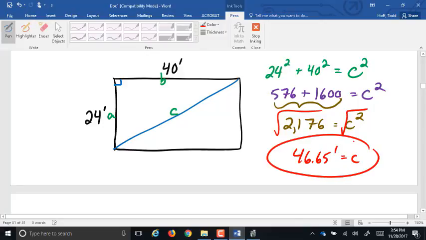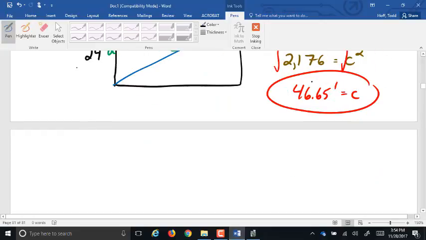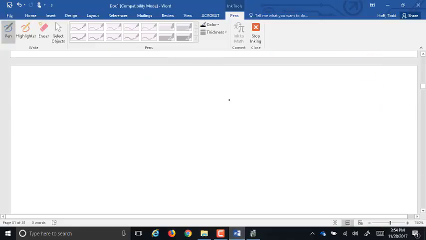So C is 46.65 feet. If this were a construction-based or architectural-based class, I would take the time here to show you how to take that decimal feet, 46.65, and turn it into something more useful like feet, inches, and either eighths or 16ths of an inch. That's not our purpose here, so I'm not going to do that. If anybody's really curious, let me know, and if we have time at the end of the hour, I'll show you. So anyway, that is some of the applications of the Pythagorean theorem, a squared plus b squared equals c squared.